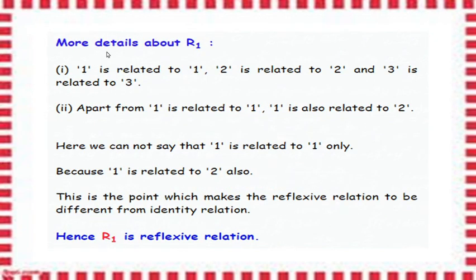So let's look at a few more details about R1. 1 is related to 1, 2 is related to 2, 3 is related to 3. Apart from 1 being related to 1, 1 is related to 2 also. Here we cannot say that 1 is related to 1 only, because 1 is related to 2 also. So this is the point which makes the reflexive relation different from identity relation. So R1 is a reflexive relation. Here if an element is related to some other element, this is also allowed, but every element should be related to itself first of all. After that, if it is related to some other element, that is fine.